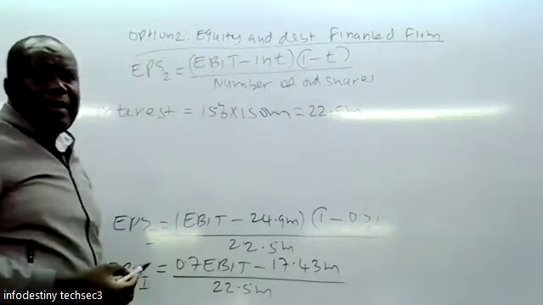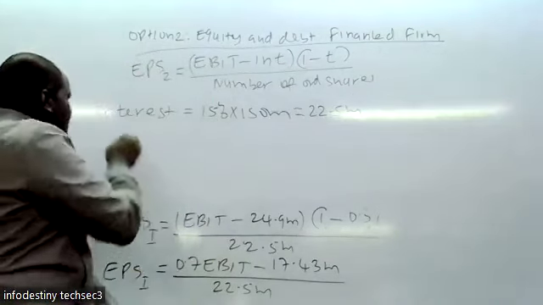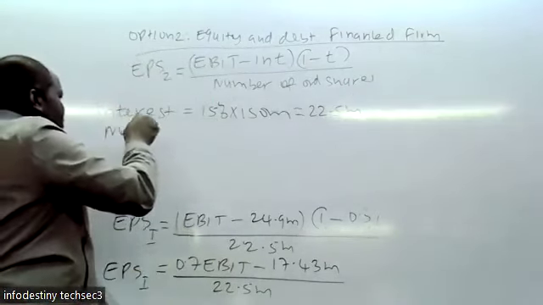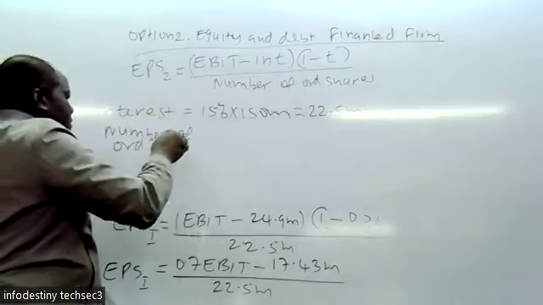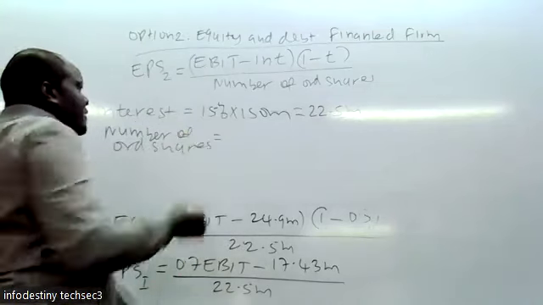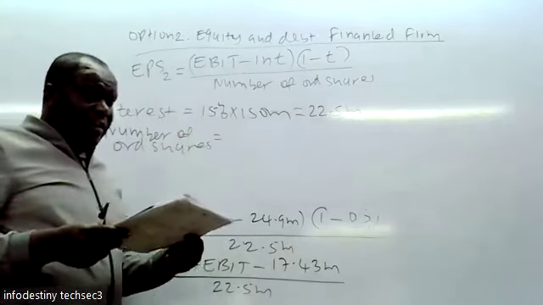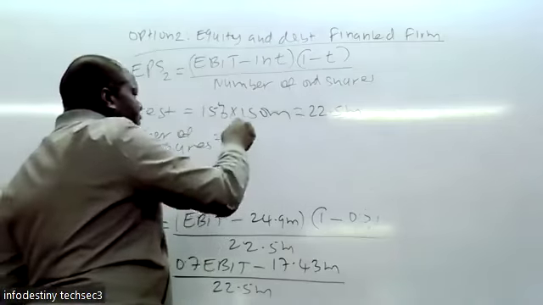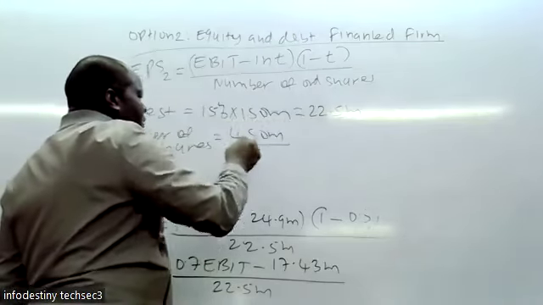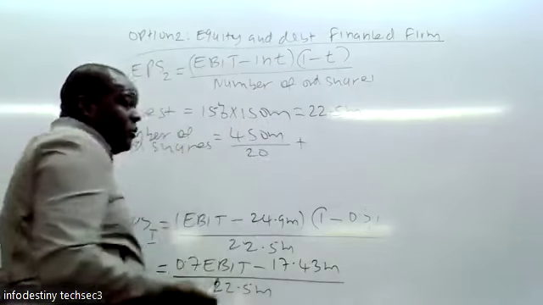22.5 millions. Then the other item you compute will be the number of ordinary shares. For the number of ordinary shares, you simply do the same. Currently it is 450 millions. We divide by the par value of 20 shillings per share.